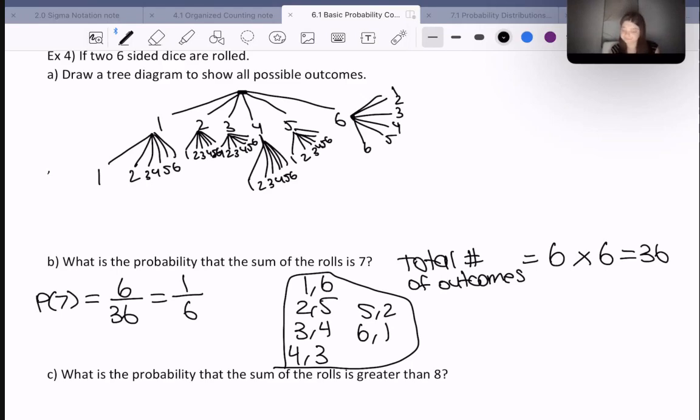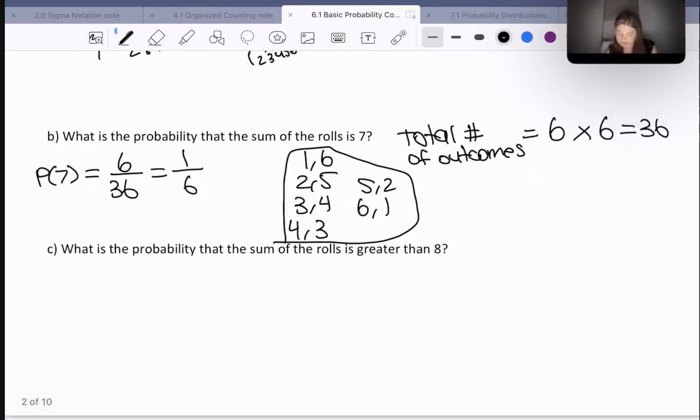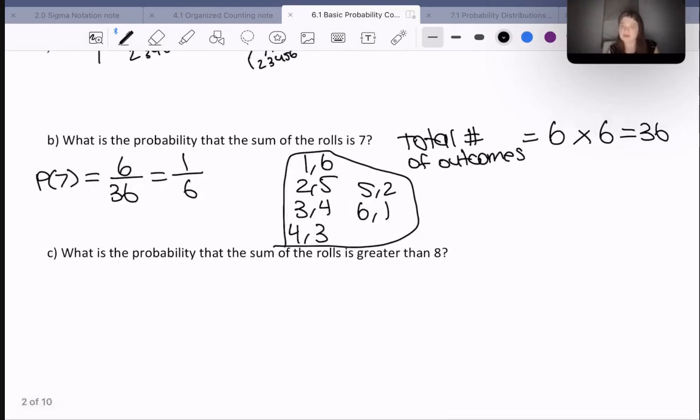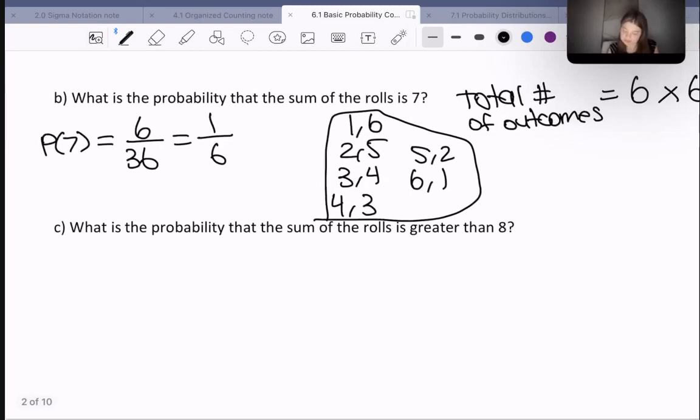Okay, so let's try part C. Part C asks, what is the probability that the sum of the rolls is greater than 8? Okay, well, let's think about that. We need to know how likely that really is to occur.